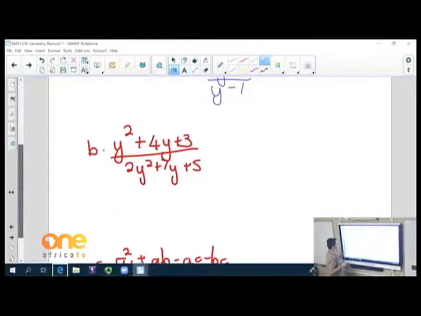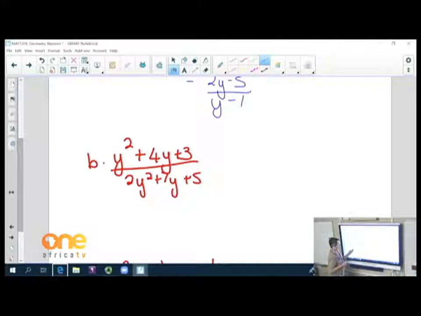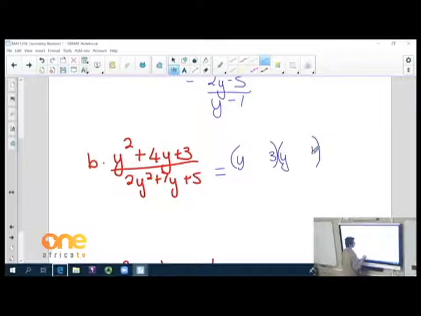Question B. Again, this is a trinomial. Both of them there. So I'll have to factorize brackets, brackets. It's the factors of 3, which can only be 3 and 1. Signs are equal. Both will be positive.